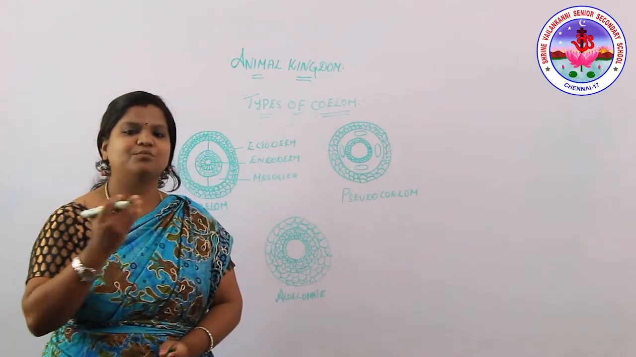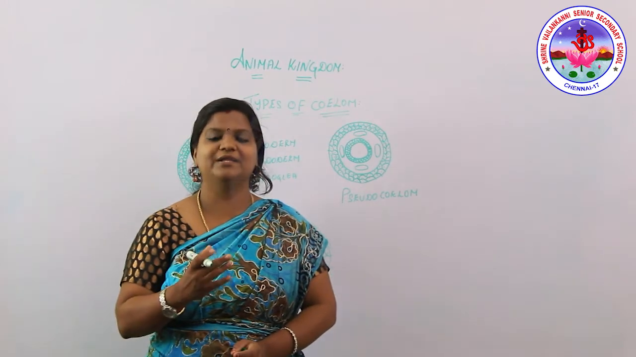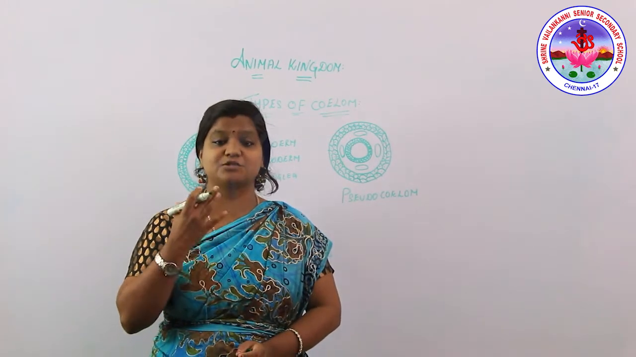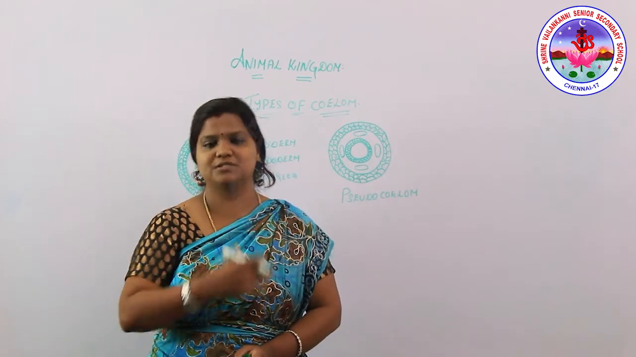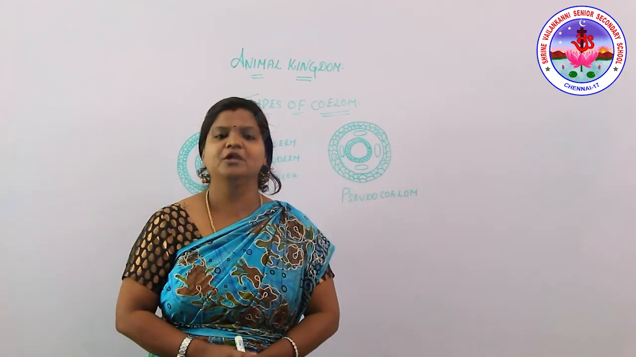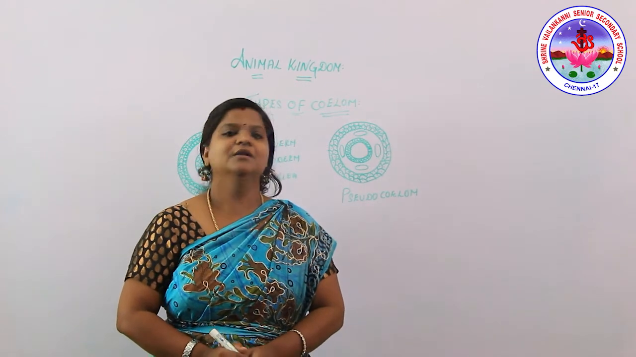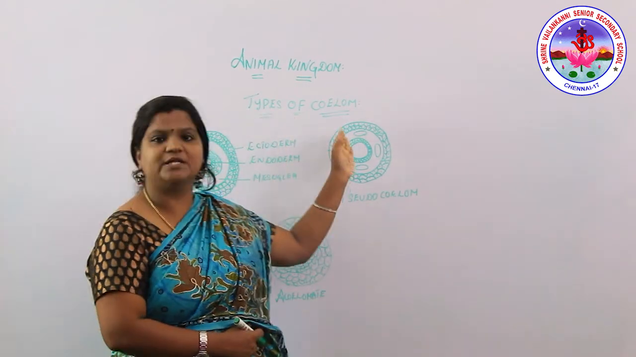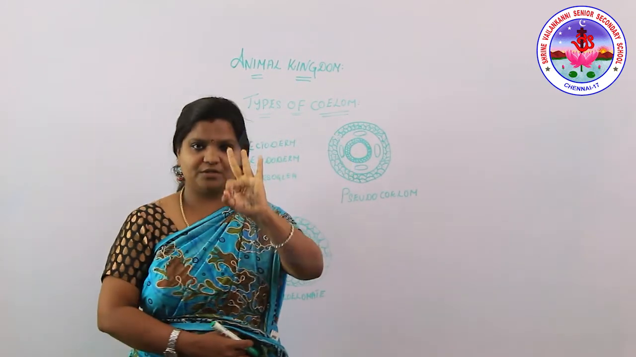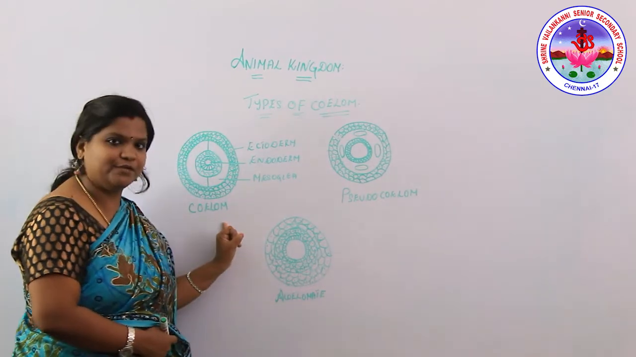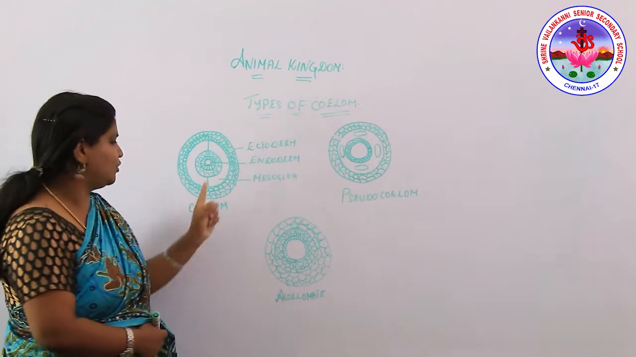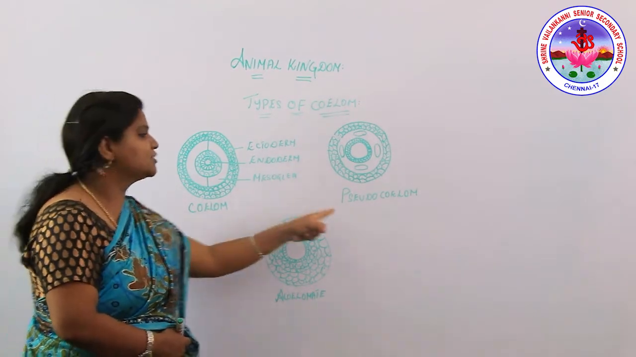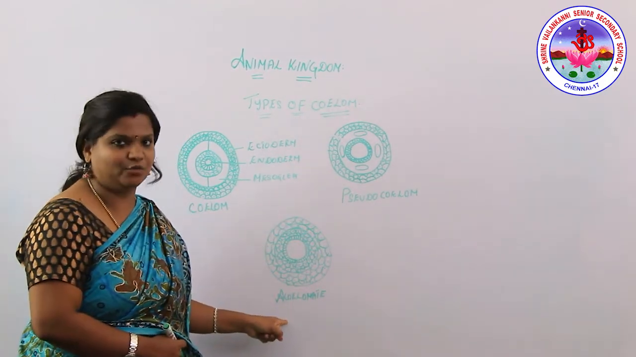Between the body wall and the gut wall, there is a space which is filled with a cavity. That cavity is called the coelom. Based on the type of cavity, the coeloms are categorized into 3 types. They are coelom, pseudocoelom and acoelomate.